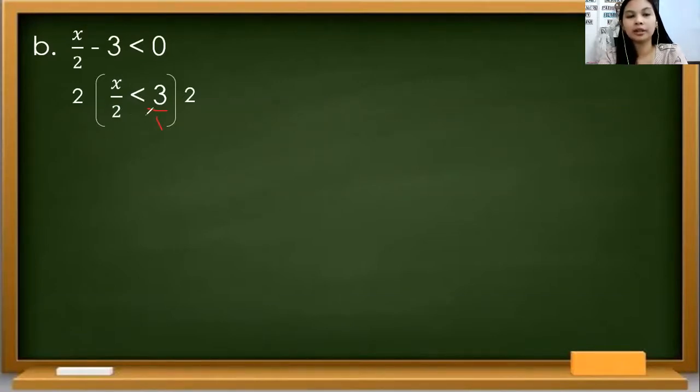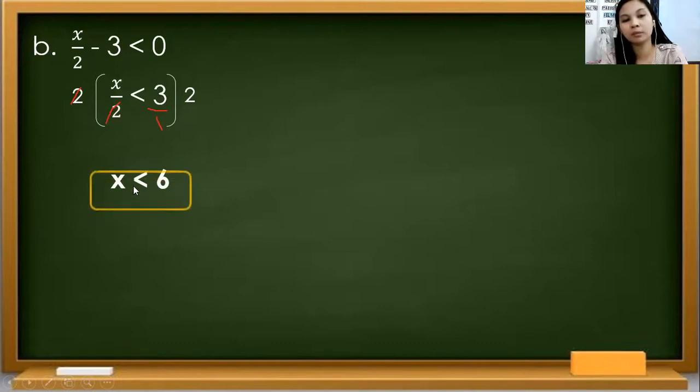Ang 2 and 1, ang LCD nila is simply 2. So, maka-cancel out si 2. 2 divided by 2 is 1, so 1 times x is simply x na lang. And then 3 times 2 is 6 po. So, ang answer natin for this problem is x is less than positive 6.